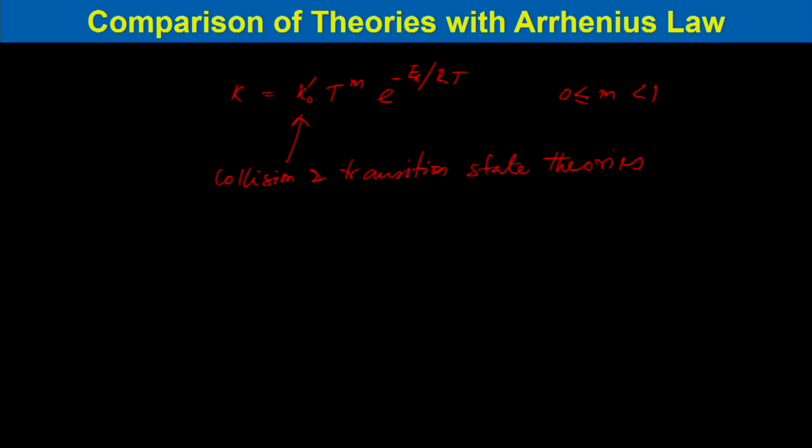Now, the temperature dependency of the pre-exponential factor is not so sensitive compared to the temperature sensitivity of the exponential term, which is more sensitive. So, this can be expressed again as k = k0 e^(-Ea/RT).